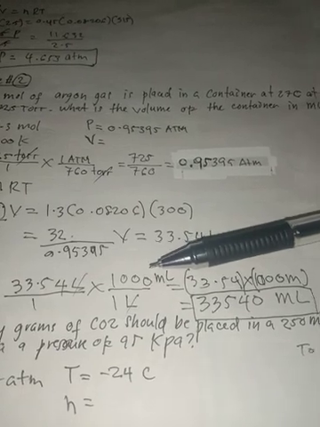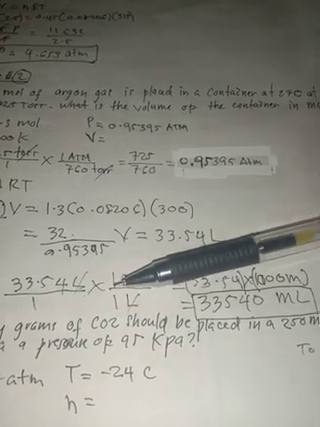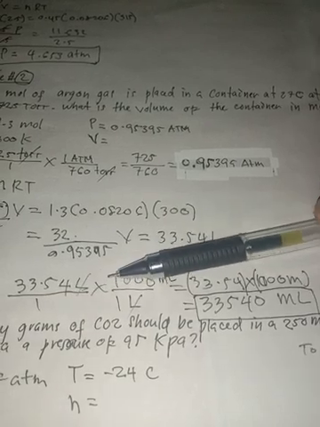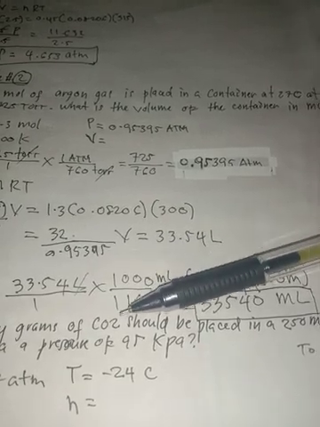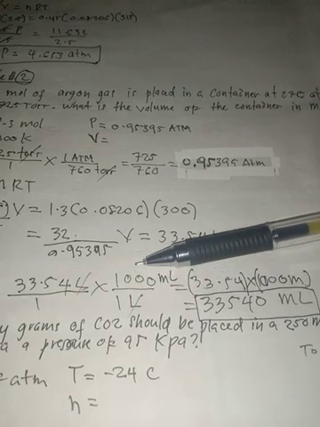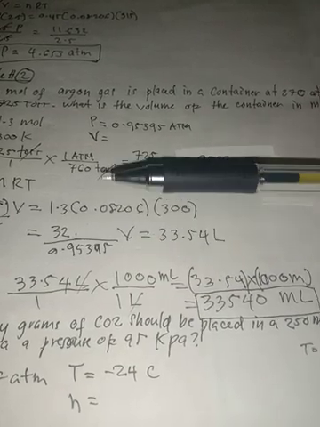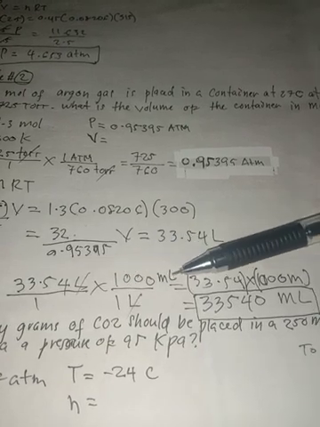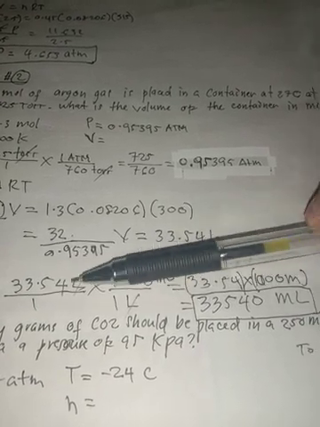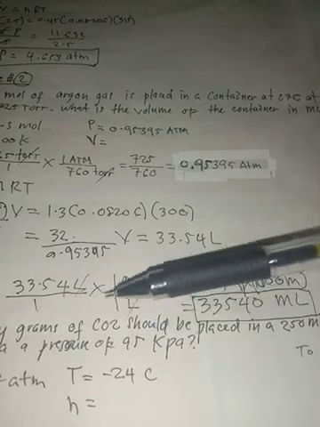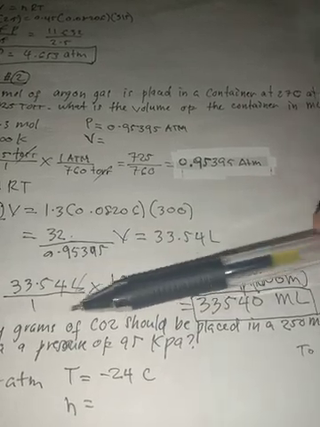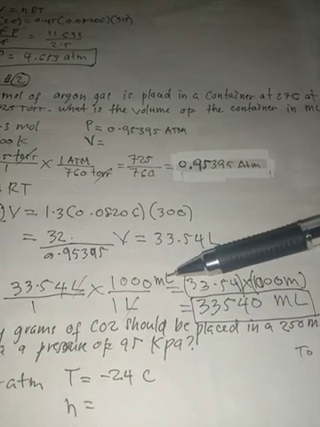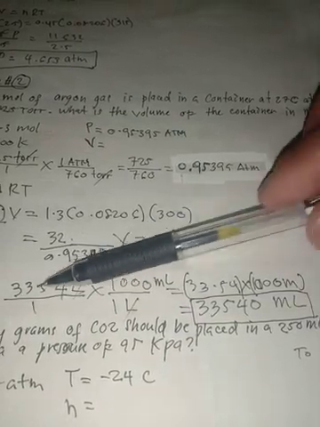So now, in 33.54 liters, in 1 liter we are going to convert. 1 liter is equivalent to 1000 ml. So now we cancel this 1 liter, then we multiply. Why do we multiply, not divide? Because our 1000 ml is the numerator. So that's why we multiply.